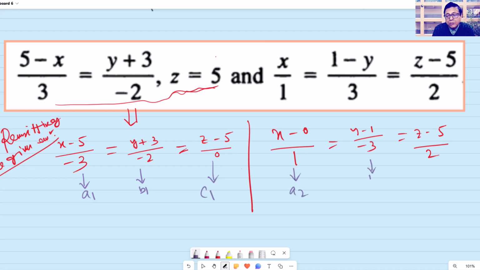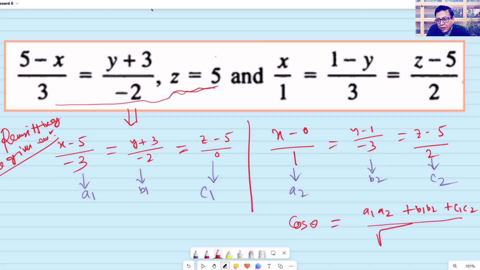A2, B2 and C2. So we can write cos theta now. Cos theta will be what? A1 A2 plus B1 B2 plus C1 C2 divided by under root A1 square, B1 square, C1 square, A2 square, B2 square, C2 square. Just put it there.